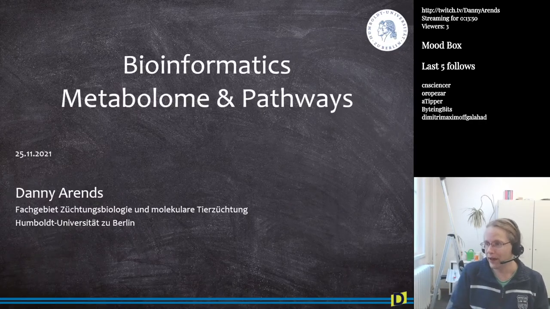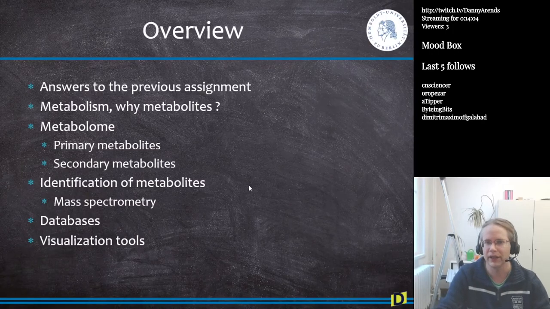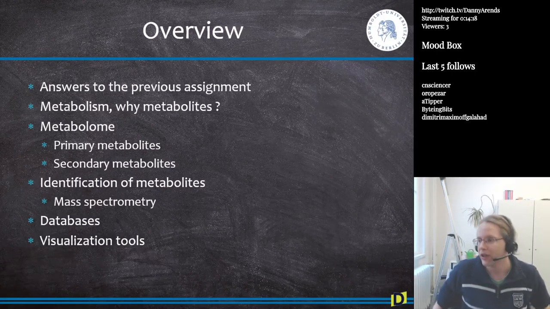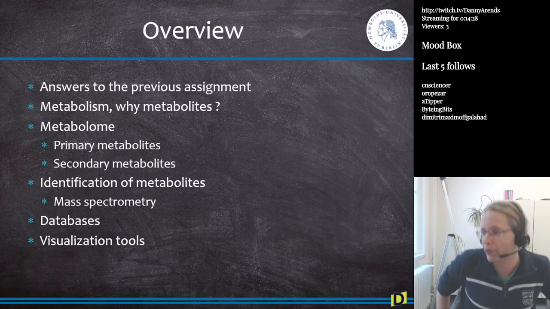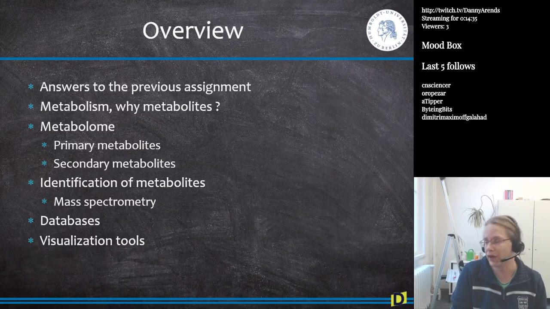All right. So for today, metabolomics and pathways. So this is going to be a short lecture. I think I have 50 slides or something like that. But of course, we have to do the assignments first. So let me show you the outline today. So today we will start with the answers to the previous assignments. We will talk about metabolism and why metabolites. We will talk about the difference between primary metabolites, secondary metabolites, and then there will be a whole bunch of slides about identification of metabolites because I just like mass spectrometry. So I thought that since I'm interested in mass spectrometry, I will make you guys interested in mass spectrometry. And then, of course, we will be talking about the real bioinformatics part, which means databases and different tools to visualize.